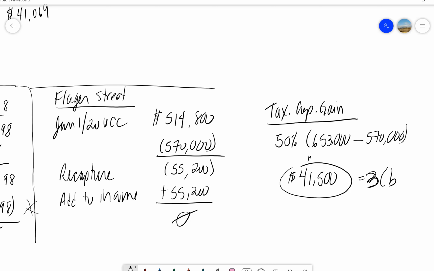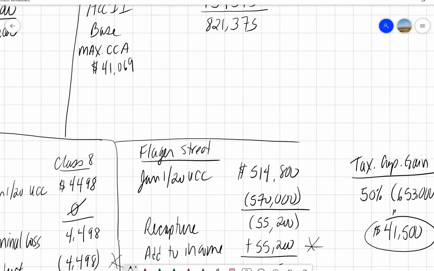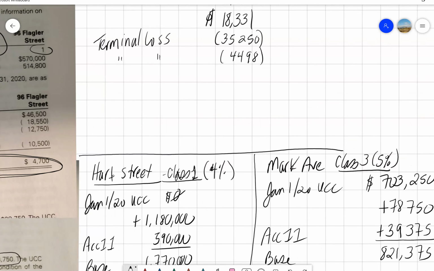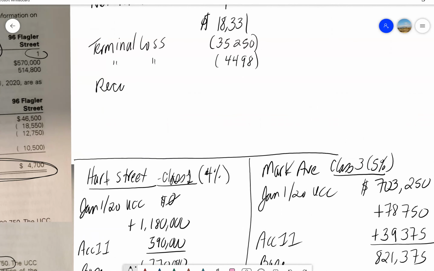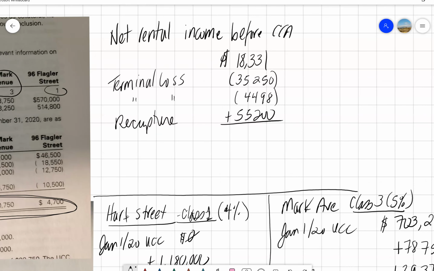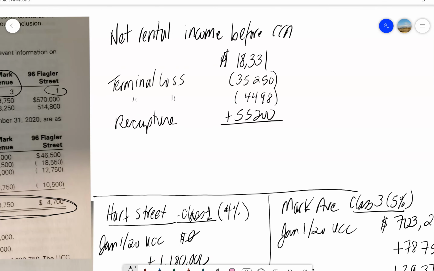Now this amount is going to go into 3B when we calculate the net income for tax purposes. So even though this is an income amount, it goes into 3B. It's not going to be part of the net rental income calculation. The only thing that we have to add to the net rental income now is the recapture of $55,200. So let's go back up to the top here and add the recapture of $55,200.